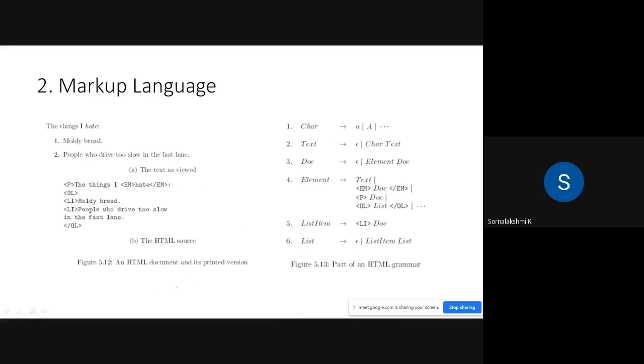The second application: these context-free grammars are extensively used in HTML or XML also, the markup languages. To define the rules of how markup languages should look, we have an HTML example here. This is HTML code, and this is the output of this HTML code. This is a list element, an ordered list, OL. LI will be the elements in the list.